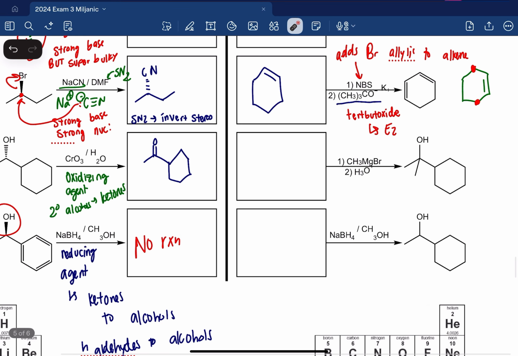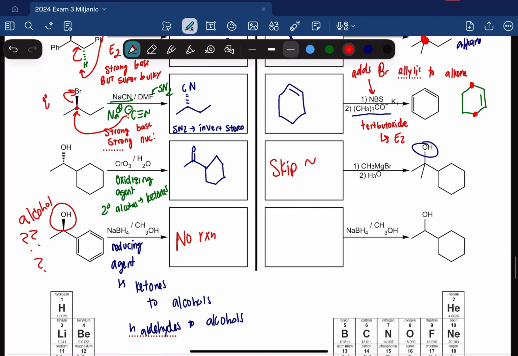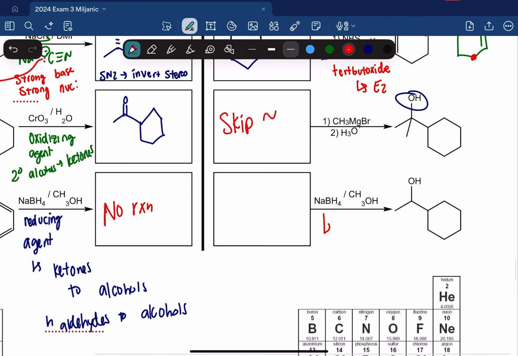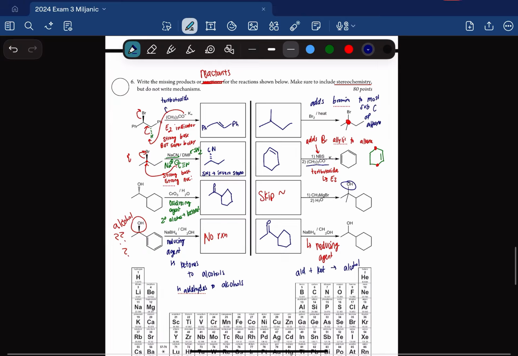Now this one here, of course, you're making an alcohol with the Grignard. So we're going to skip this for now. And then this last one, so what is NaBH4? Let's write it out again. This is a reducing agent. And it takes aldehyde plus ketone all the way to alcohol. So wherever you see the alcohol here, we need to just make it a ketone. So it's going to look like this. Like that. And that's it.